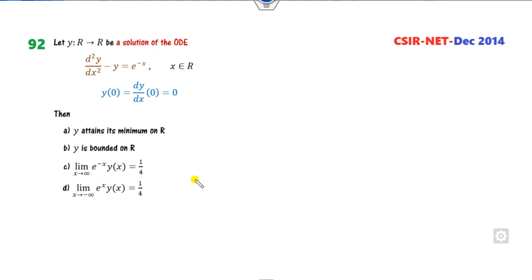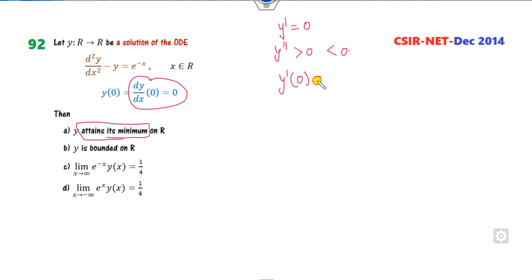Okay, now this one, a differential equation is given to you: minimum, maximum. First one is the minimum. How can you find the minimum or maximum? You can find y dash equal to 0 and y double dash either greater than 0 or less than 0. Here you can see that. What is the meaning of that? Y dash is 0. What is the meaning of that? This 0 is my critical point. That's the meaning of this.